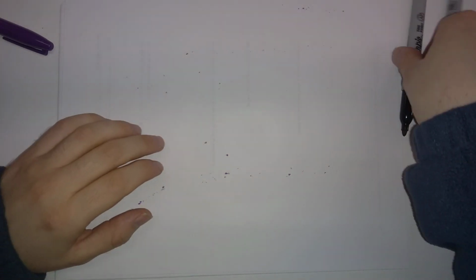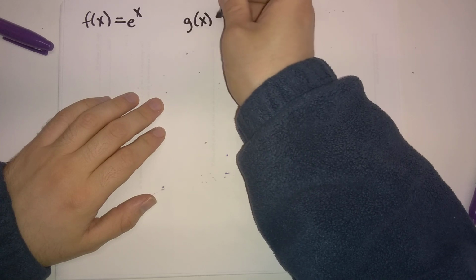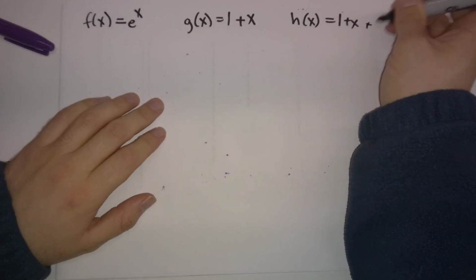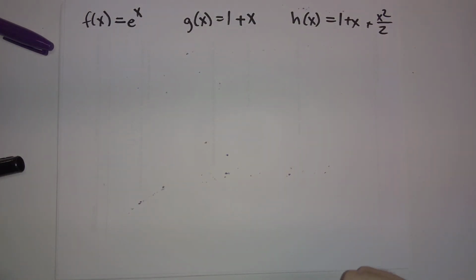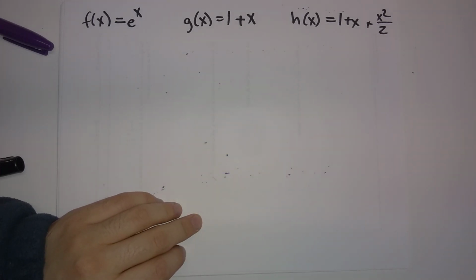And so in the next video, I'll give you the formal definition of Taylor polynomials and how to compute them exactly. But just to finish off this intro, let me write down 3 functions for you. f of x is e to the x, g of x is 1 plus x, and h of x is 1 plus x plus x squared over 2. And so these 3 functions all are going to be similar in some ways. Let me highlight the similarities between them.